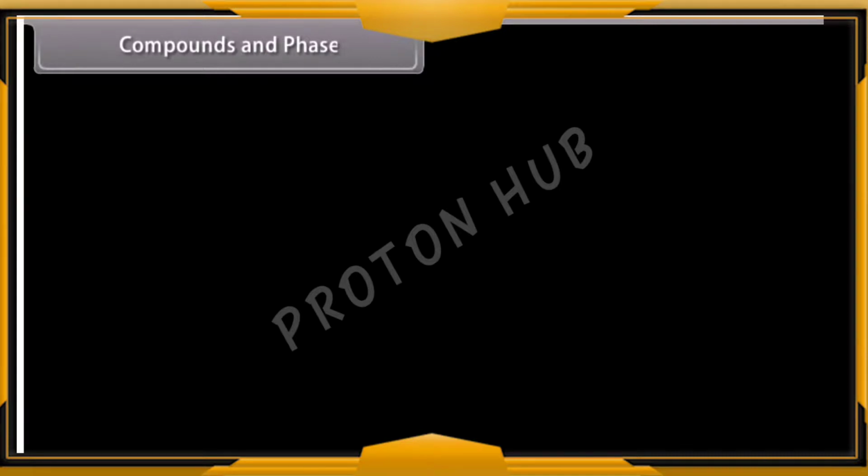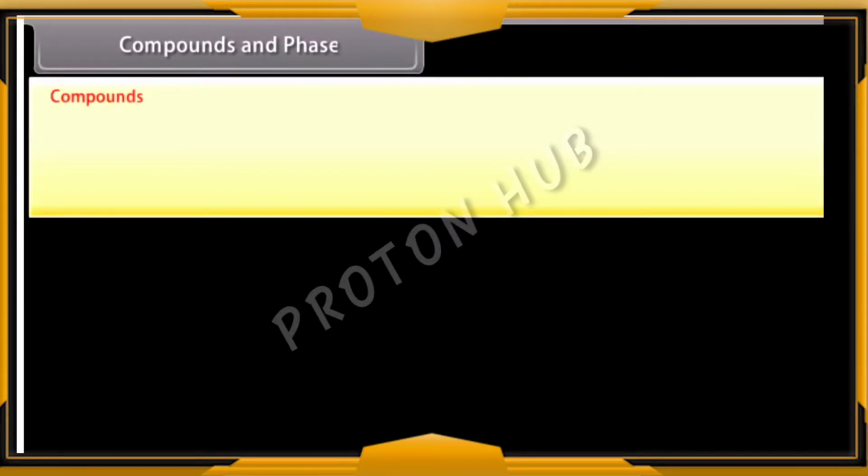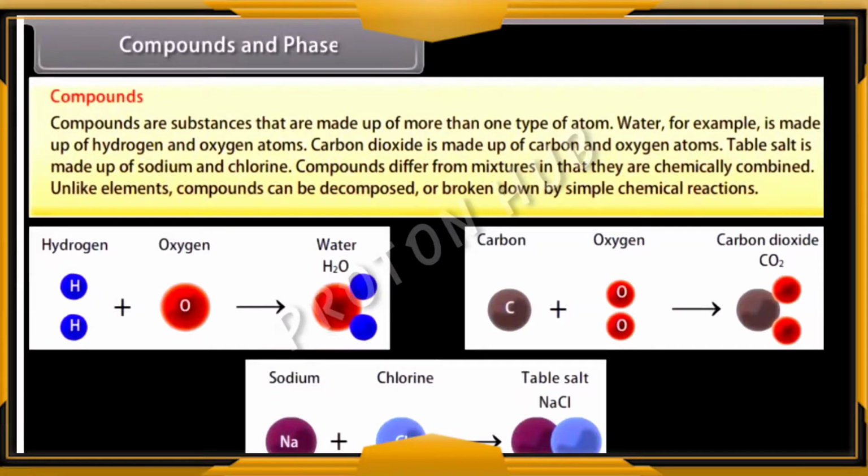Compounds. Compounds are substances that are made up of more than one type of atom. Water, for example, is made up of hydrogen and oxygen atoms. Carbon dioxide is made up of carbon and oxygen atoms. Table salt is made up of sodium and chlorine. Compounds differ from mixtures in that they are chemically combined. Unlike elements, compounds can be decomposed or broken down by simple chemical reactions.